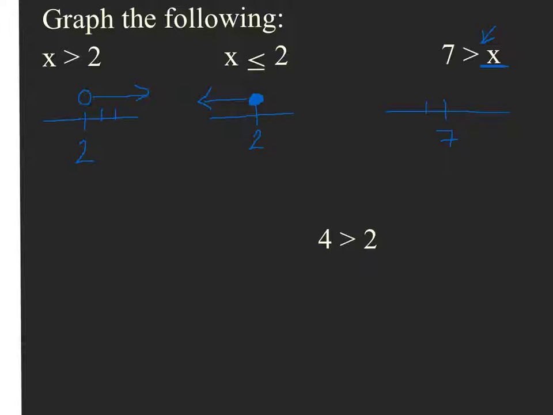So we're looking at numbers that are smaller than 7. 6, 5, and 4 are smaller than 7. So our arrow should be going to the left. And it's not equal to, so we need to do an open circle. So there would be our graph.